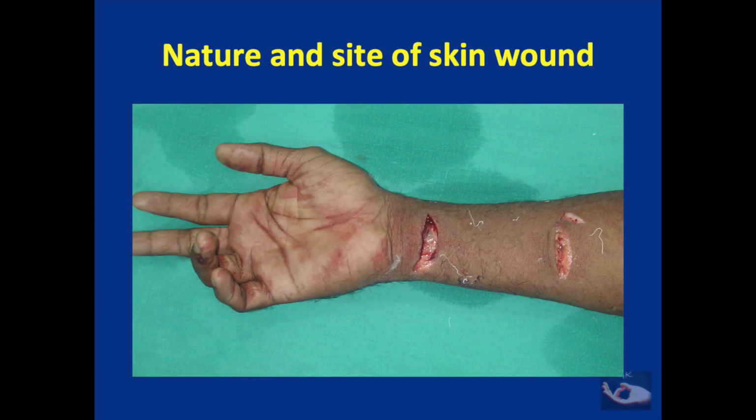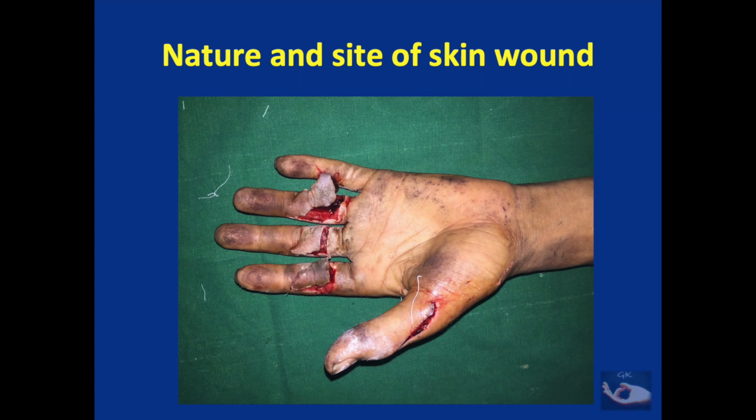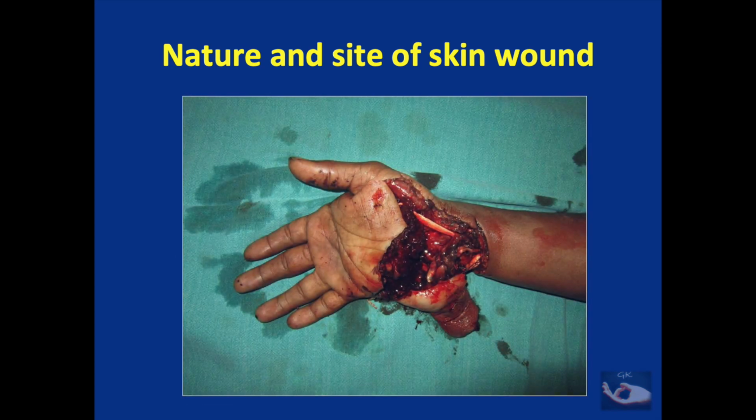The first step is to record the nature and site of the skin wound. Clean incised wounds like this are not a problem, and even crushed wound edges are not a problem. But when there are avulsed skin flaps, they may cause problems of healing later. Skin loss may also be present in some situations, and that should also be recorded.